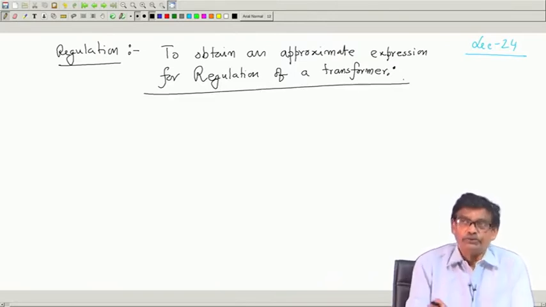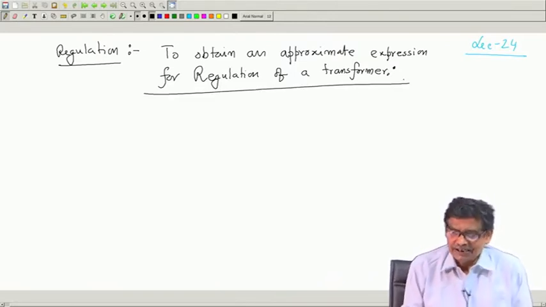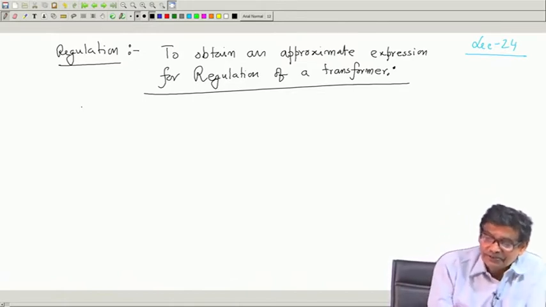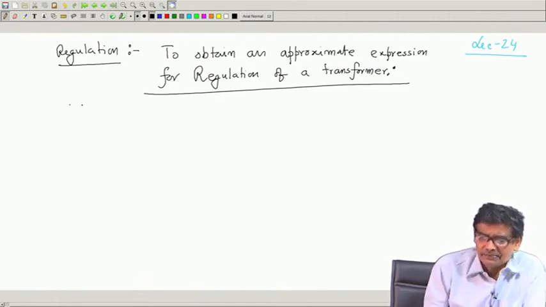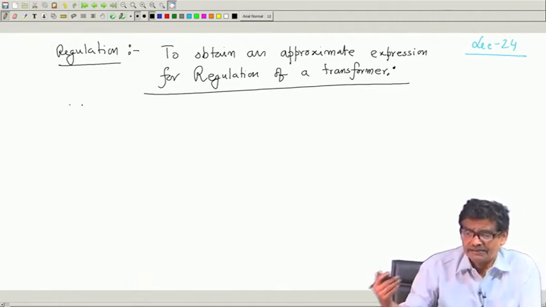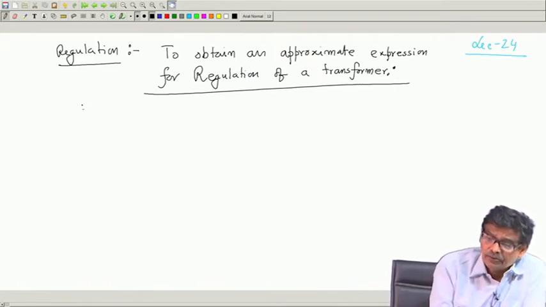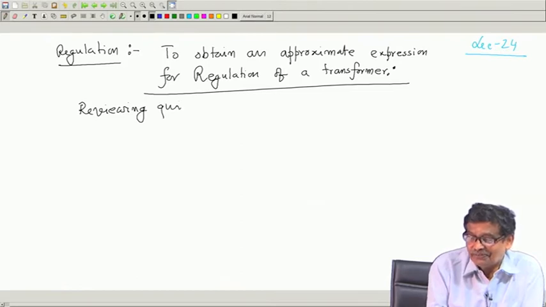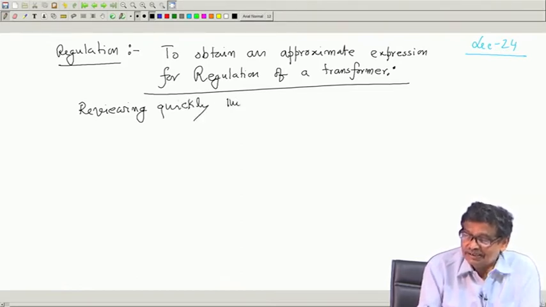Okay, I will do this. But before that, it is time to slightly review the equivalent circuit, how we are drawing it with respect to the primary side and secondary side. So, reviewing quickly the equivalent circuit.